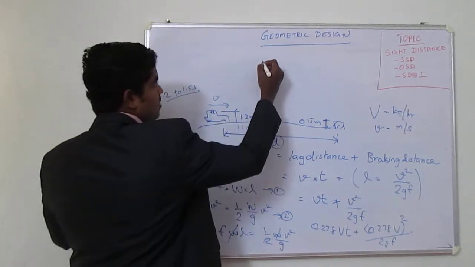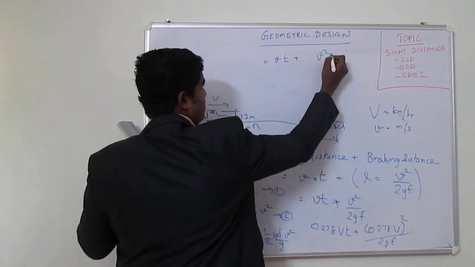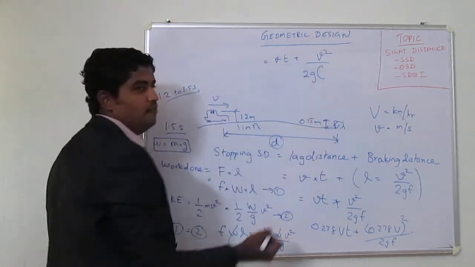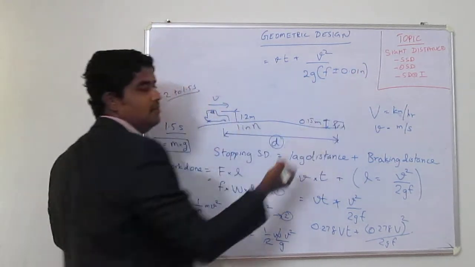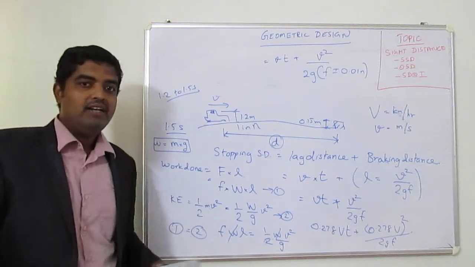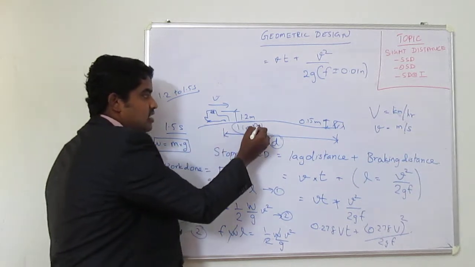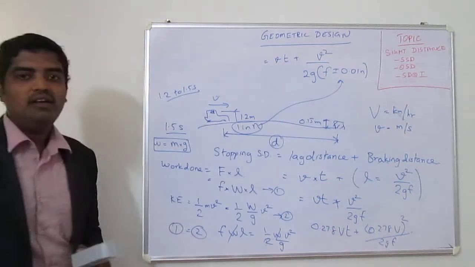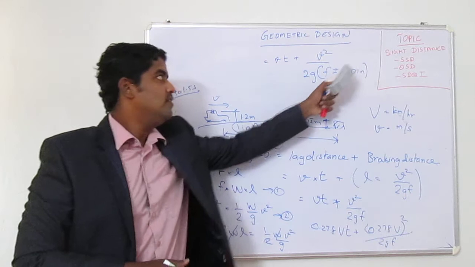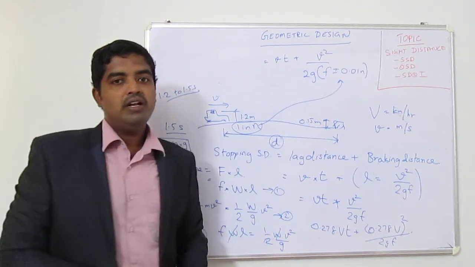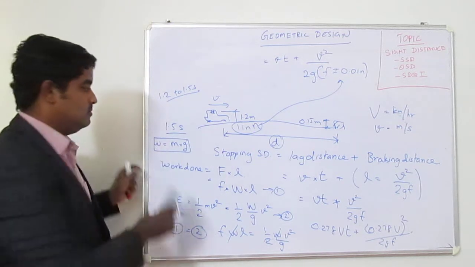With a gradient, the formula changes to dt plus v square divided by 2g times (f plus or minus 0.01 n), where the slope is 1 in n, such as 1 in 30, 1 in 20, 1 in 60 and so on. So if there is a small gradient, this n comes into the picture with the coefficient of friction value. If it is an ascending gradient, it will be f plus 0.01 n. If it is a descending gradient, it will be f minus 0.01 n. Right? Is it clear? So this is what the stopping sight distance is.